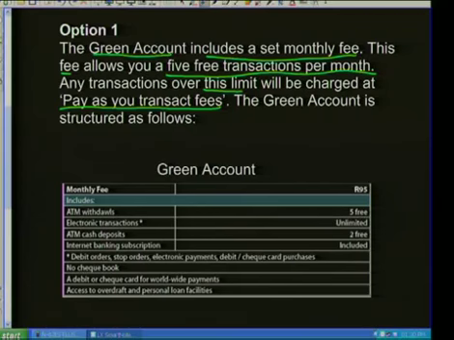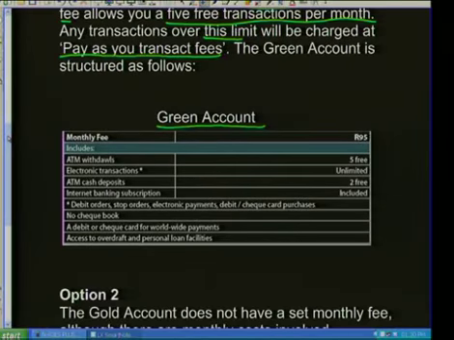So we are looking at the green account, and coincidentally I'm using green pen. So we've got a monthly fee of 95 Rand, and this includes ATM withdrawals. We've got 5 free. Electronic transactions, unlimited. Now those electronic transactions include debit orders, stop orders, electronic payments, debit card purchases, is all included. So let's just underline that. That's all included there. ATM cash deposits, we get 2 free, and internet banking subscription is included. Now remember, he had internet, so this is important for him.